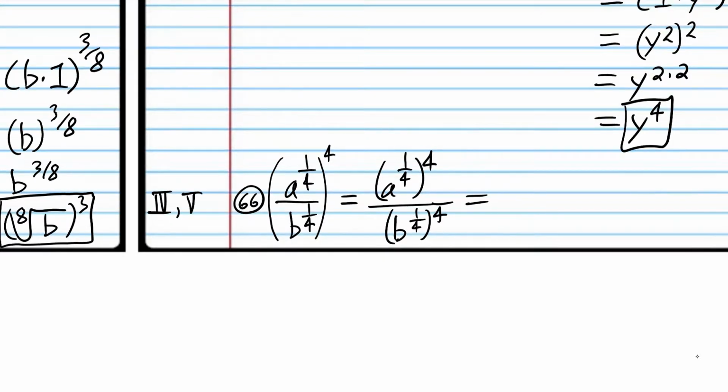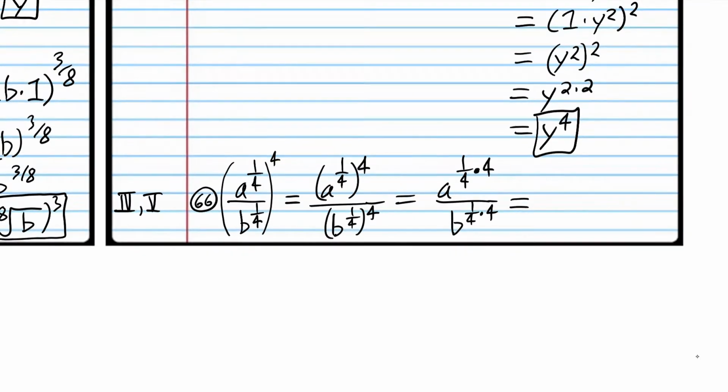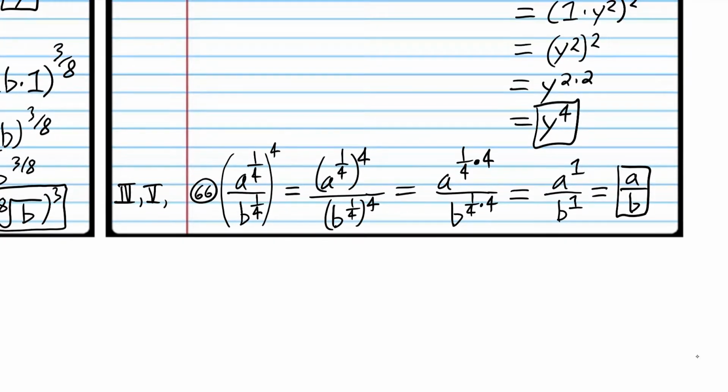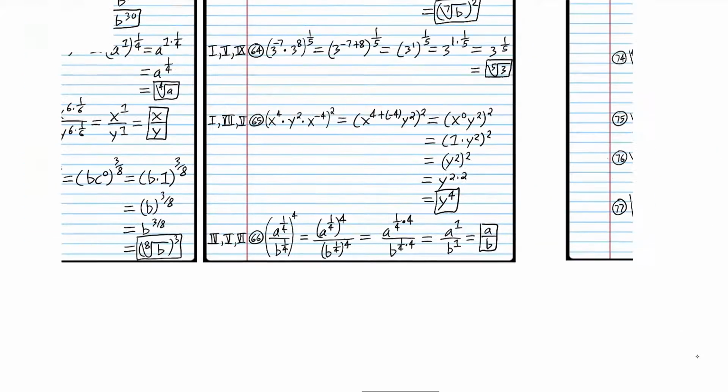But then we have powers raised to other powers, so we have to use rule number 5, which tells us that that's a to the 1/4 times 4 over b to the 1/4 times 4. And 1/4 times 4 is 1. And now anything raised to the 1 power is just whatever the base is. So that's rule number 6. All right, so if you got those answers, good job.